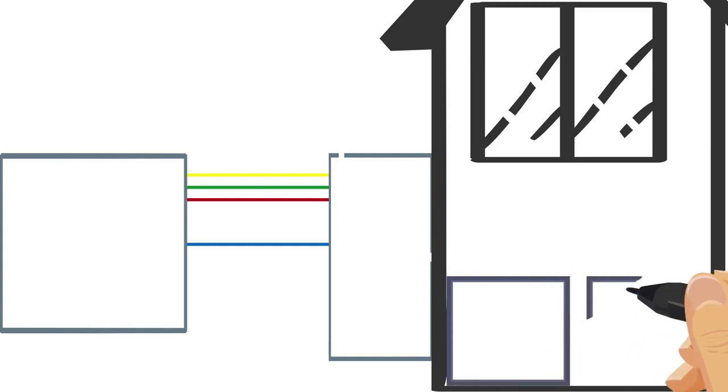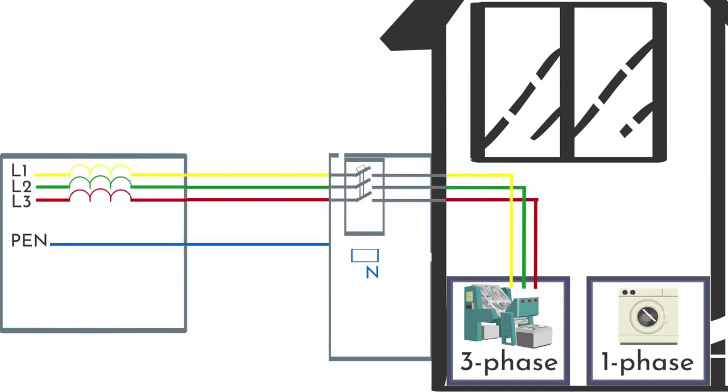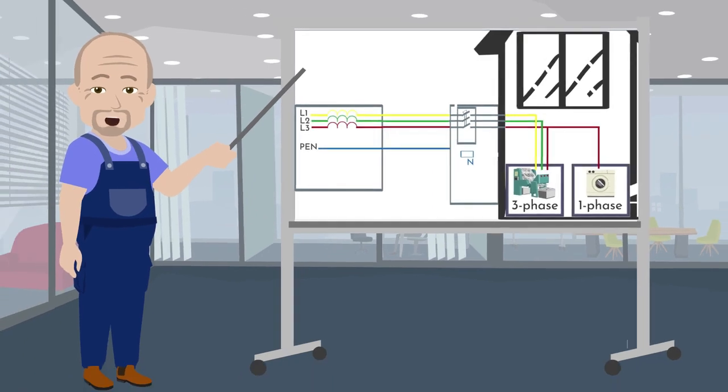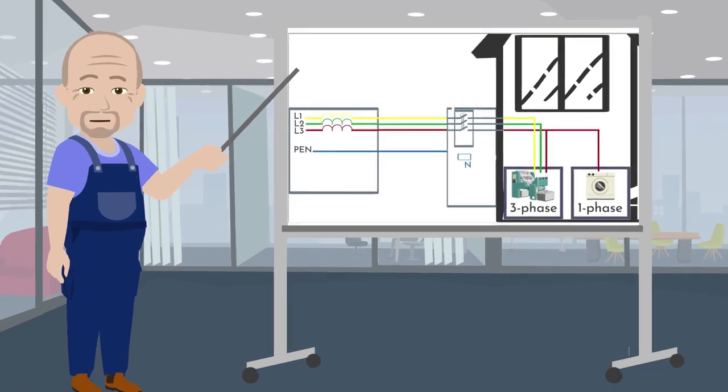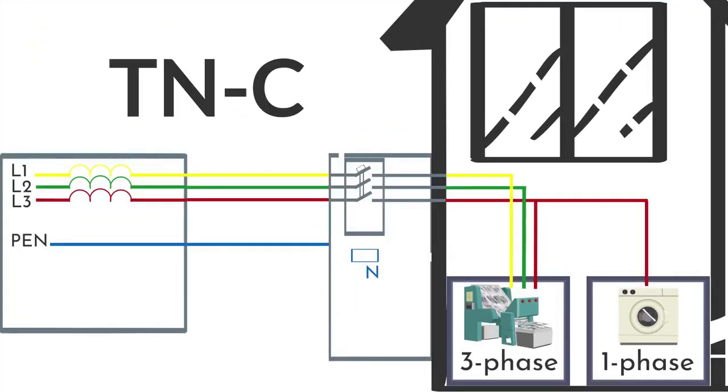The domestic circuit will include a three-phase and a single-phase consumer. These three-phase conductors are connected to the three-phase consumer by means of the automatic circuit breaker. Only one phase conductor is connected to a single-phase consumer. Now, let's see how three-phase and single-phase consumers are grounded in different grounding systems. First, let's consider the TNC system.